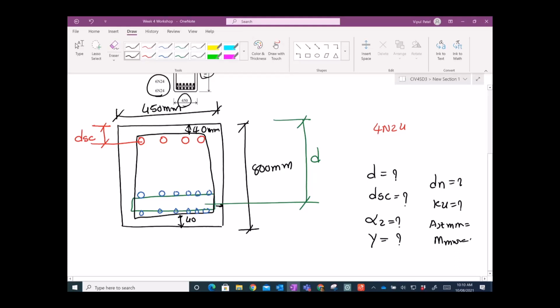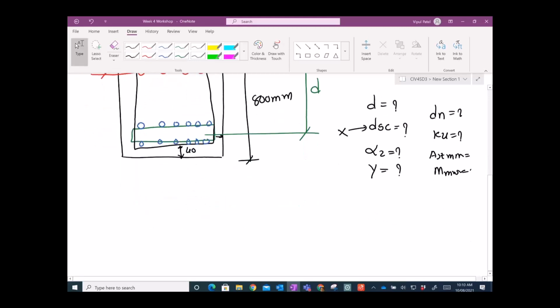Okay, you can't do without those things. It is a must. You don't have any examples where you don't have alpha 2, gamma, or dn, or Ku and so on. So for any beam calculations, you want to know all these parameters. You close your eyes and you need to get these details anyhow, and then later on you're going to use them one by one, but those details you need for any reason, if it's singly or doubly. For a singly reinforced beam you don't need this one, but for a doubly reinforced one you need these parameters.